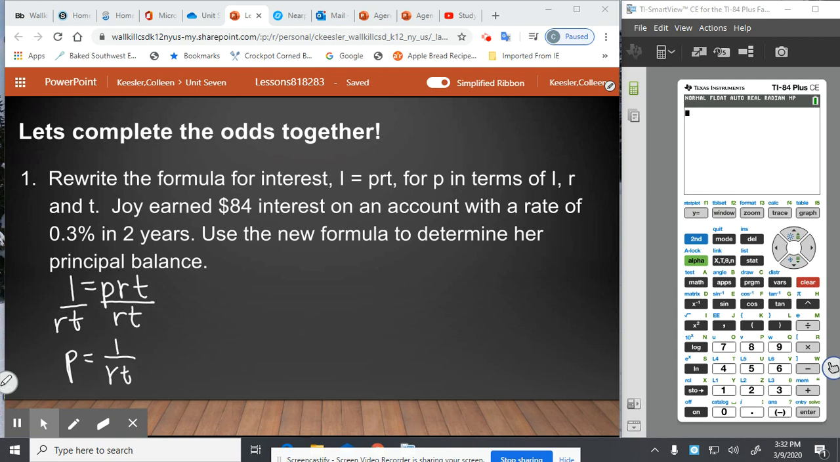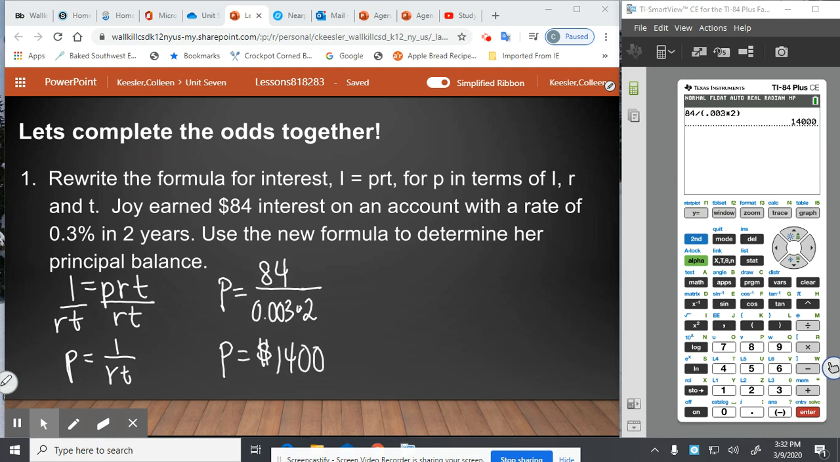Again, we know that she earned $84 in interest and her rate was 0.3%, so that's 0.003, and in 2 years, so times 2. So we can do 84 divided by, and I'm going to put it in parentheses, 0.003 times 2, and we get $14,000. So her beginning amount, the amount she put into savings, was $14,000.